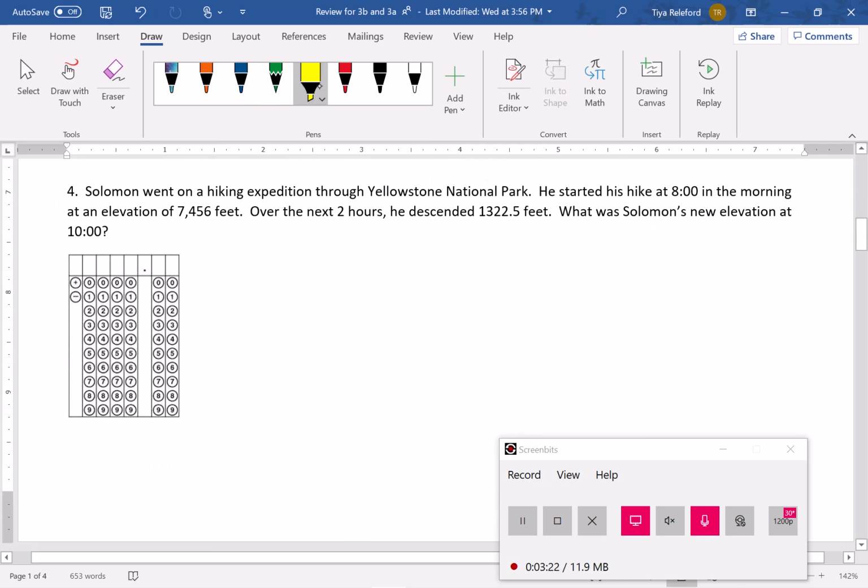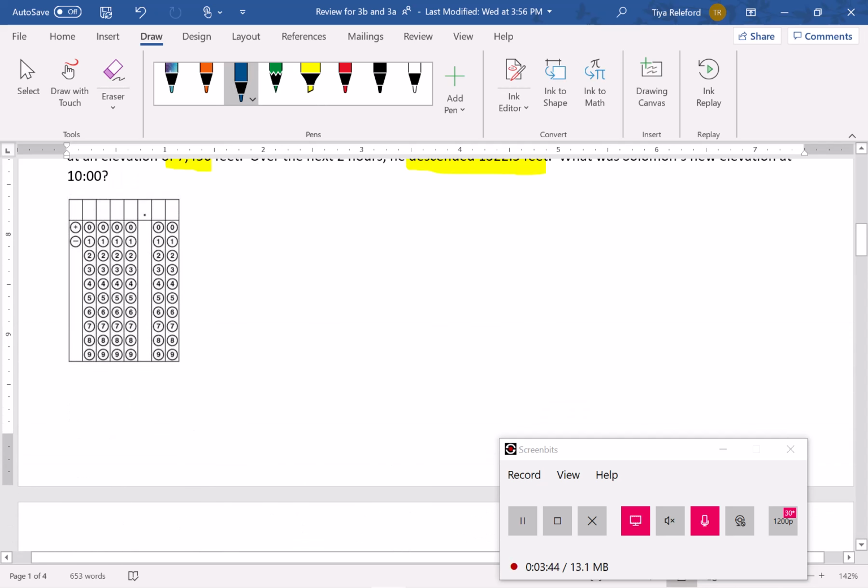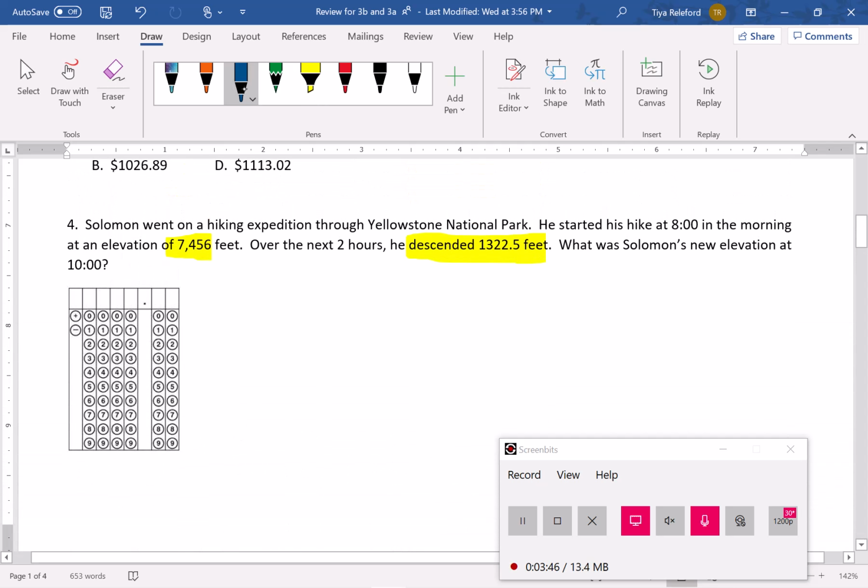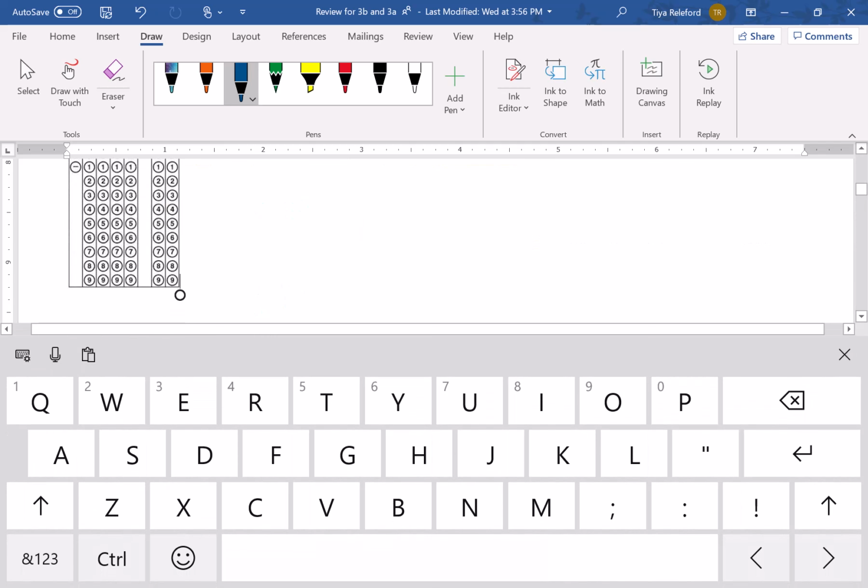Solomon went on a hiking expedition through Yellowstone National Park. He started his hike at 8 o'clock in the morning at an elevation of 7,456 feet. Over the next 2 hours, he descended 1,322 feet. What is Solomon's new elevation? You are subtracting. Make sure you line up your decimal. If you're having trouble, your decimal goes at the end.